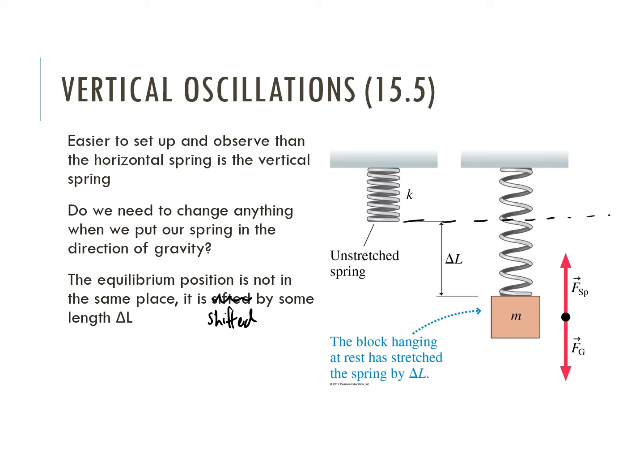This dashed line here tells us if there was no box on the spring, this is where our height would be. But because we have this box on the spring, the bottom of our spring has moved some length delta L. So if we want to calculate what this delta L value is, we need to consider the two forces acting on our box: the force due to gravity and the force due to the spring, which we can calculate using Hooke's law.